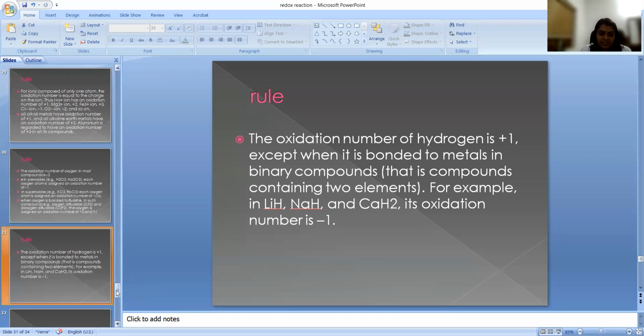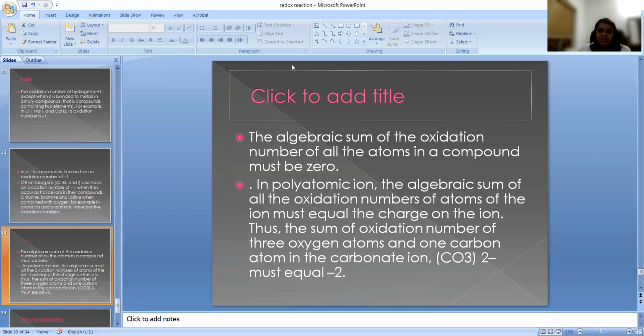Now let us discuss another important rule. The algebraic sum of the oxidation numbers of all atoms in a compound must be 0. That we have already learned. Now if you take another example, HCl, the oxidation number of hydrogen is +1 and chlorine is -1. When you add them together, it will be 0, because it is a neutral species. So the sum of oxidation numbers should always be 0. In a polyatomic ion like CO3 2-, the 2- is the charge of that polyatomic ion.